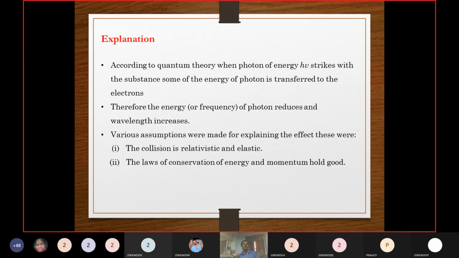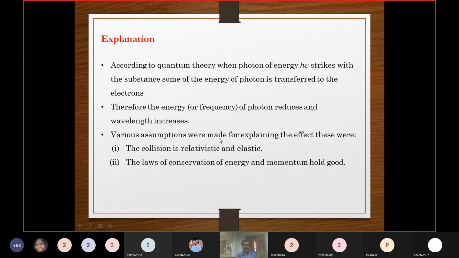Some energy of the photon is absorbed by that substance. The substance contains many electrons, and any electron absorbs that energy. Therefore, the energy of the photon is reduced. Energy of the photon reduced means the wavelength will increase.